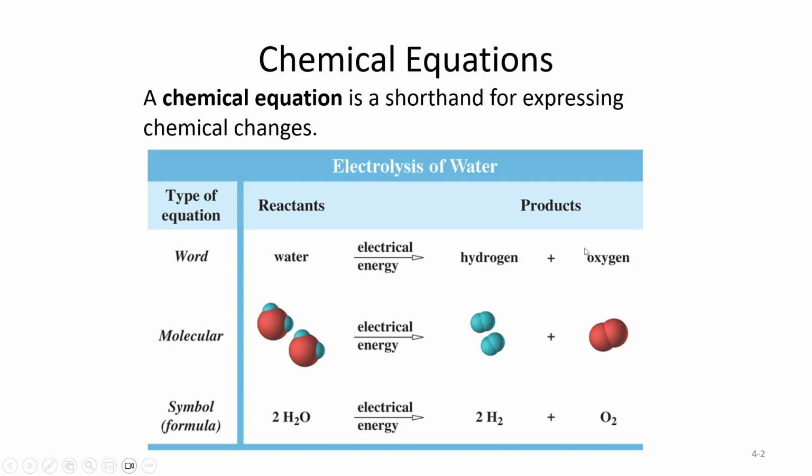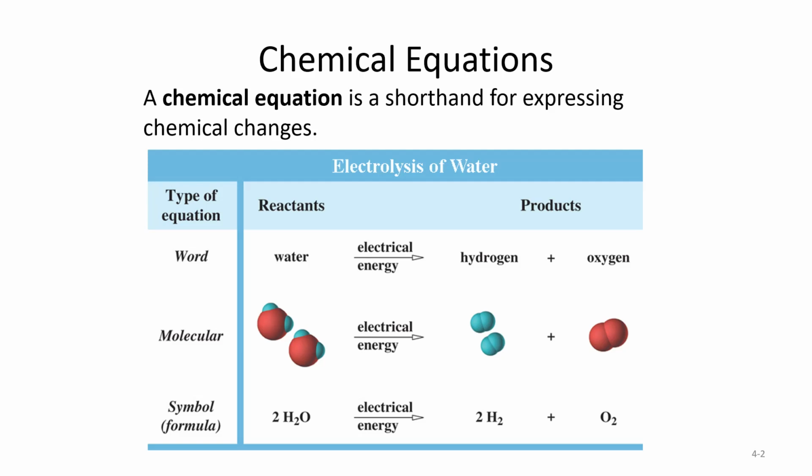So in a chemical equation, we always put the reactants on the left side, the products on the right side, and then there's an arrow that indicates that a reaction is happening. On top or around that arrow, we sometimes put symbols or words to indicate what we have to put into the reaction to make it happen. So in this case, it was electrical energy.